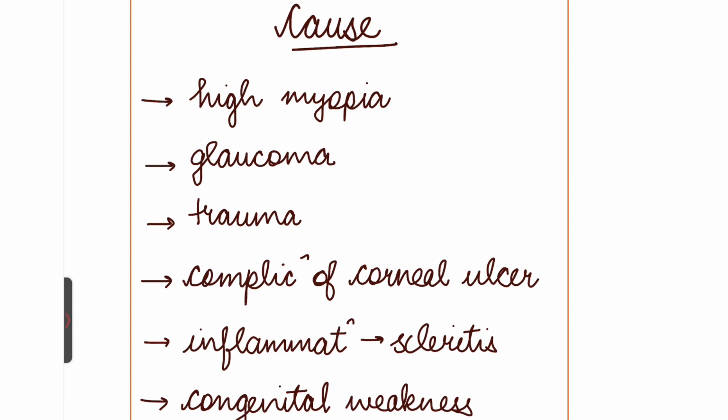Before understanding the causes, you have to again remember the pathophysiology. First is, it was due to increased pressure in the eye. From there you get the cause glaucoma. And next was thinning of the outer tunic of the eyeball. So the causes of thinning can be high myopia, trauma, complications of corneal ulcer, the cornea will become thinned out, inflammation such as scleritis, and congenital weakness.